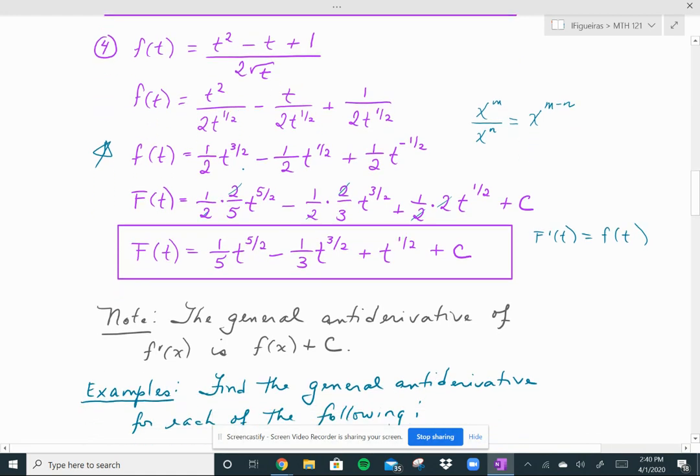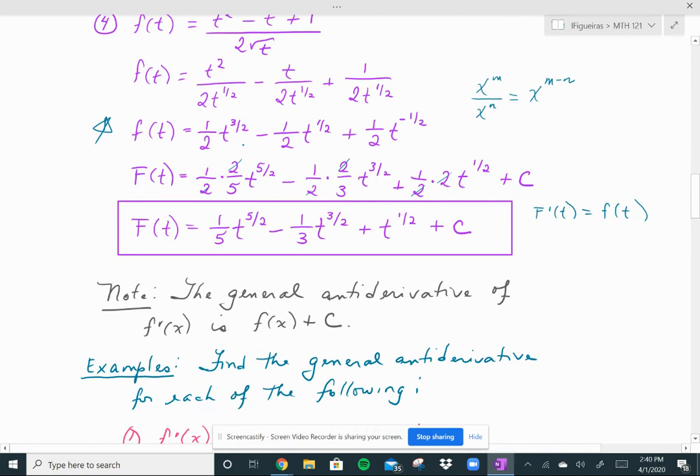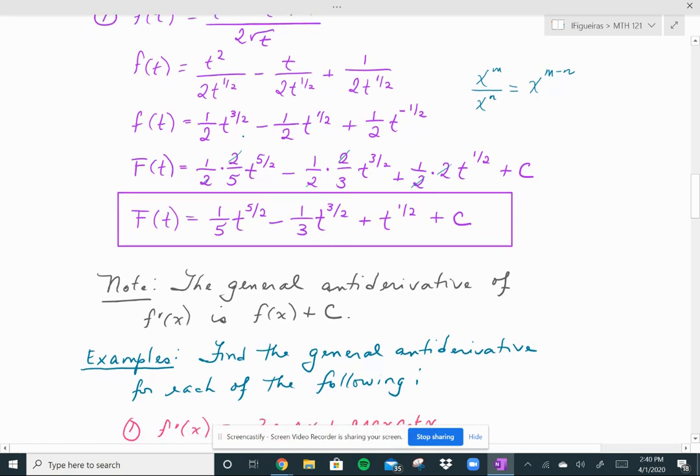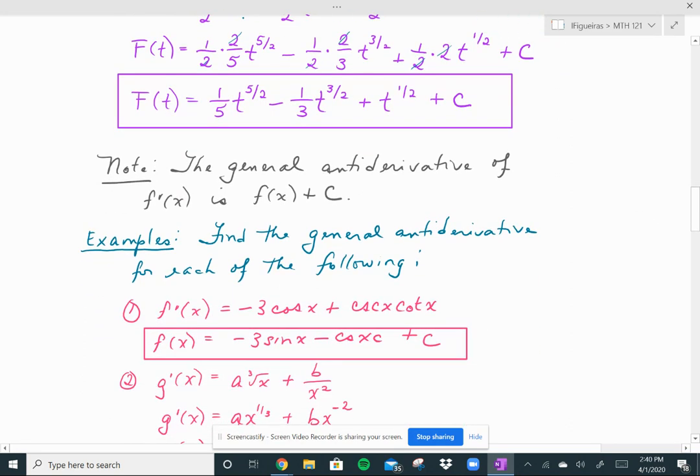So this is just a reminder that the general antiderivative of f prime is f of x plus c. So it's just slightly different notation. If the derivative of f is f prime, then the antiderivative of f prime is f. So instead of using little f and capital F like I did above, I'm just going to be using different notation. Okay, so we want to find the general antiderivative for each of the following.